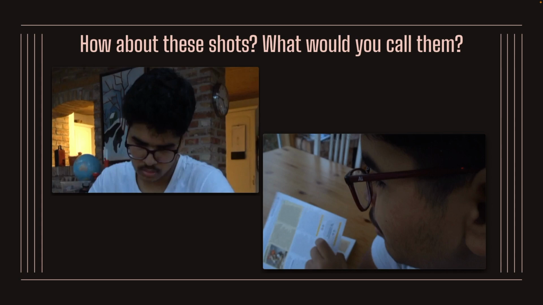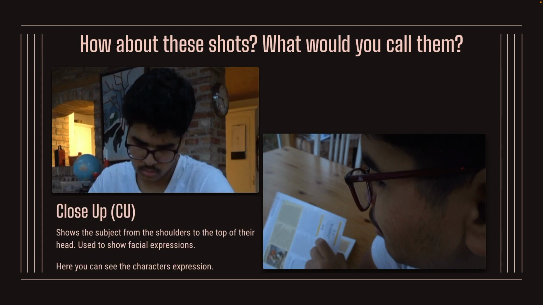How about these two shots? Just think about what they might be called and what they are showing. This first one here is called the close-up. It shows the subject from the shoulders to the top of their head, used to show facial expressions. Here you can see the character's expression.